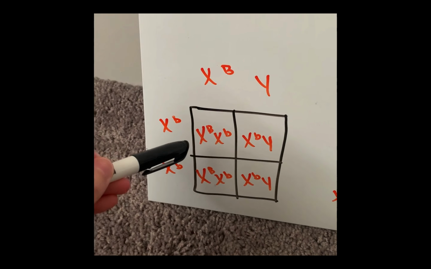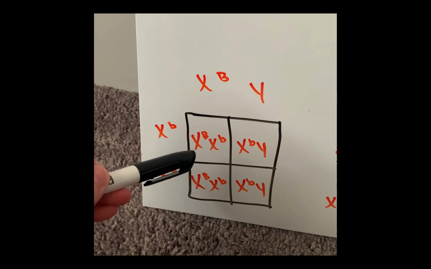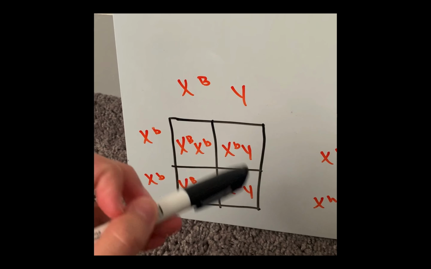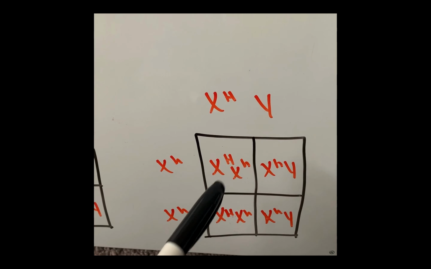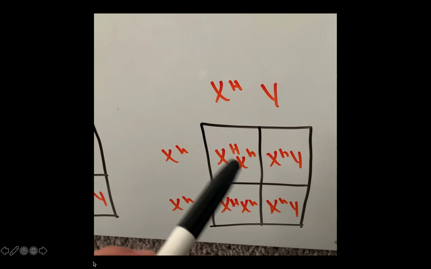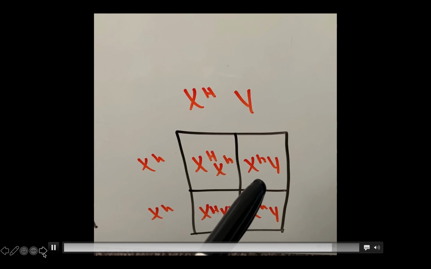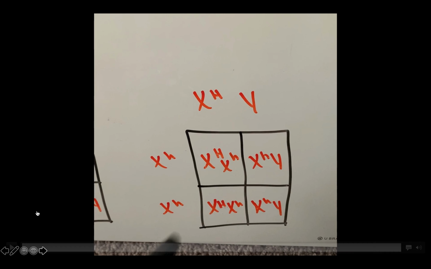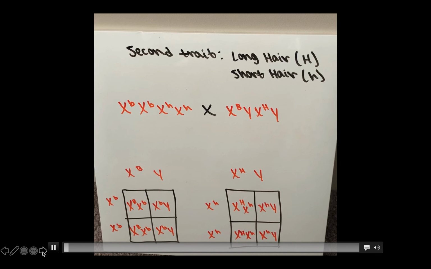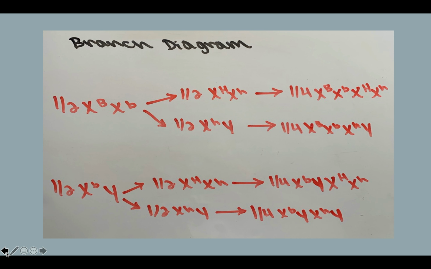We'll have 1/2 X^B X^b, 1/2 X^b Y, 1/2 X^H X^h, and then 1/2 X^h Y. Long hair is dominant. So here we use what we found in the Punnett square to make a branch diagram. Basically we just break it down and then combine all of the different genotypes together.